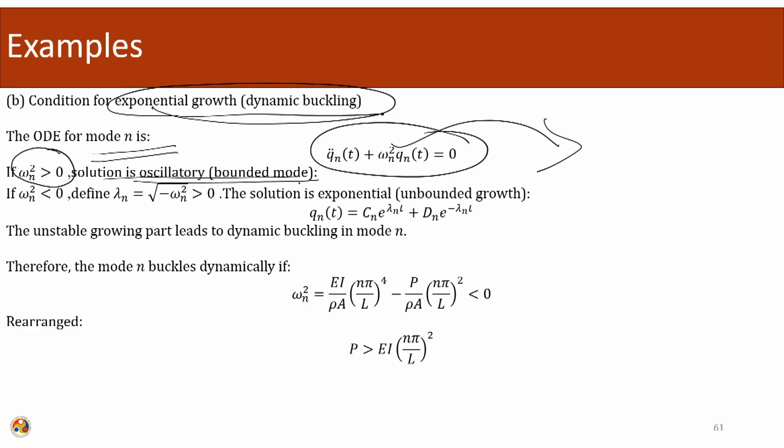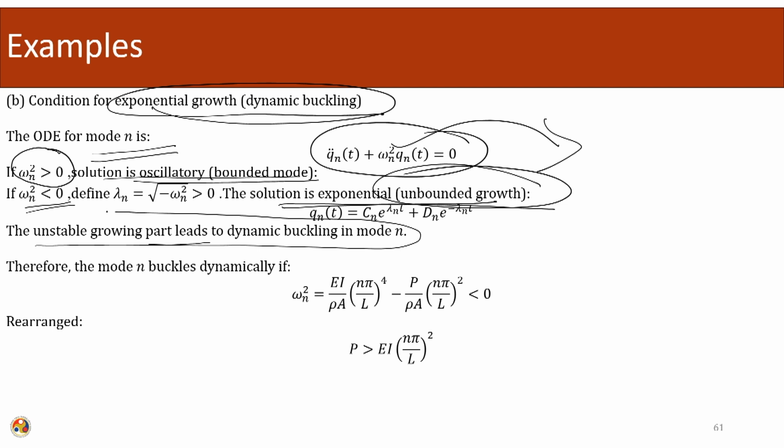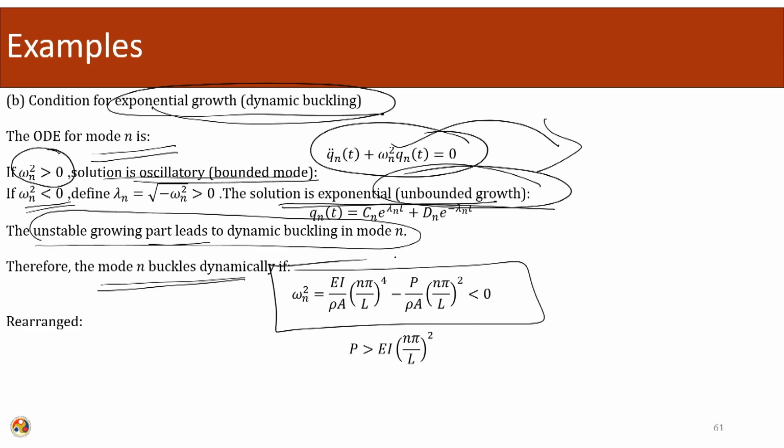So it has a bounded mode. If the square of omega n is less than 0, the solution is exponential. It will have unbounded growth. The unstable growing part leads to the dynamic buckling in mode n. So this unstable part will cause the dynamic buckling. Therefore, mode n buckles dynamically if the square of omega n is less than 0.